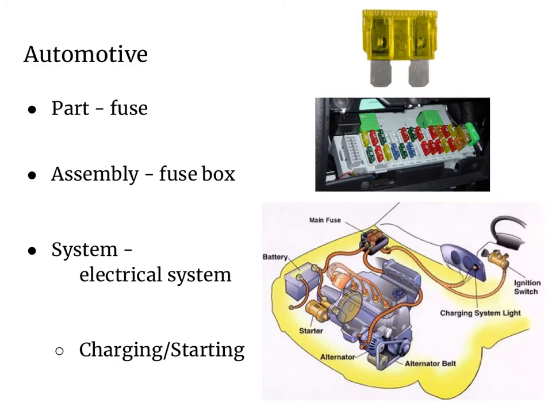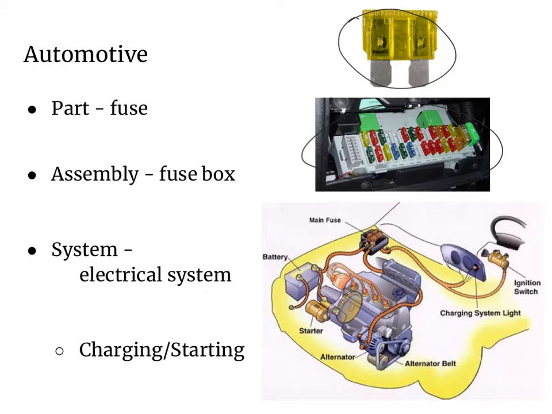The first important thing to know about cars is that they are made up of parts, assemblies, and systems. A part is sometimes called a component. It's the smallest removable item of a car. In this case, our example is that of a fuse. A fuse also goes in an assembly. An example of an assembly would be a fuse box, where you have a bunch of different fuses and other parts that work together. And then we have a system.